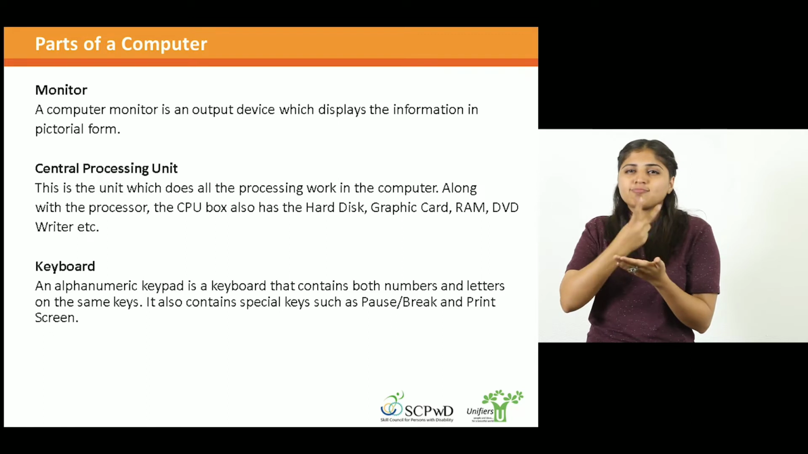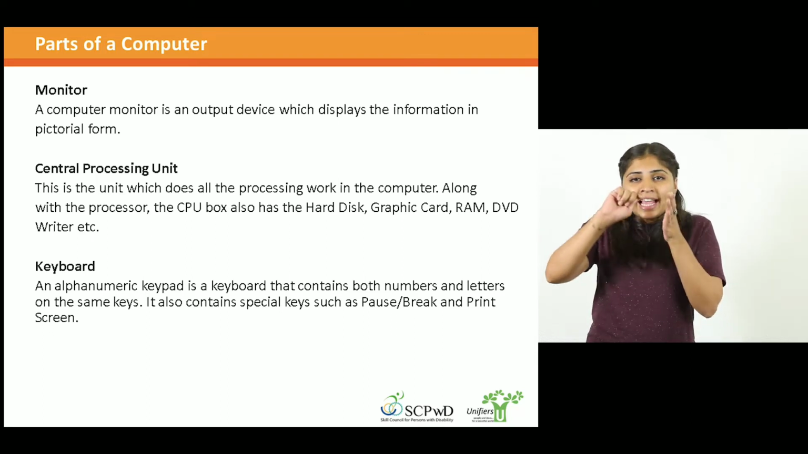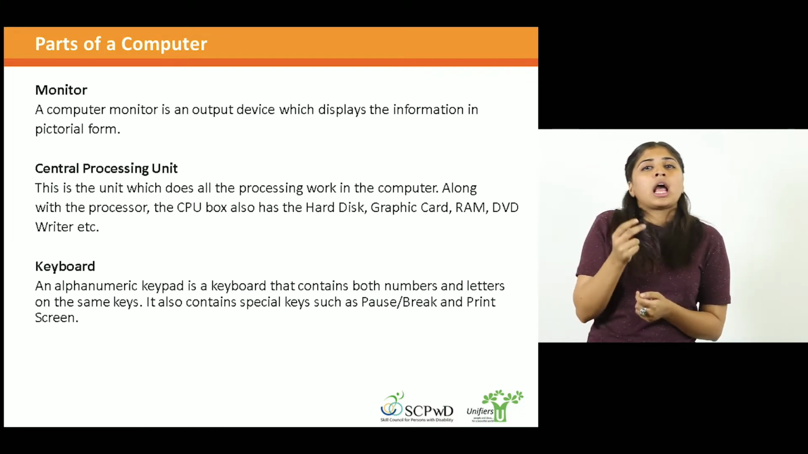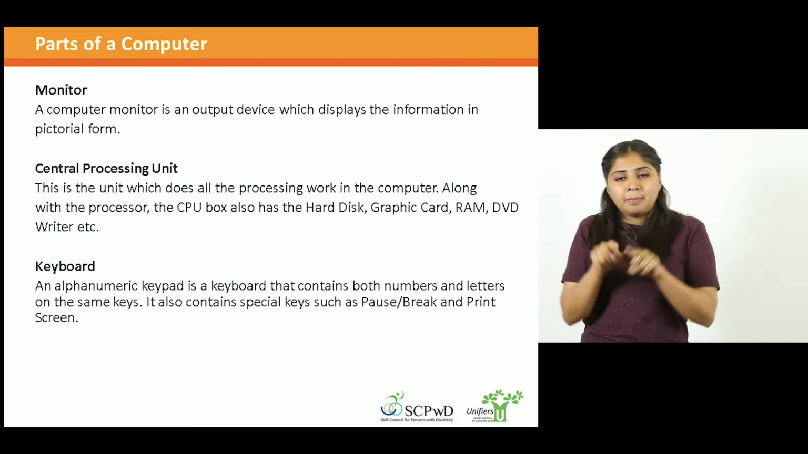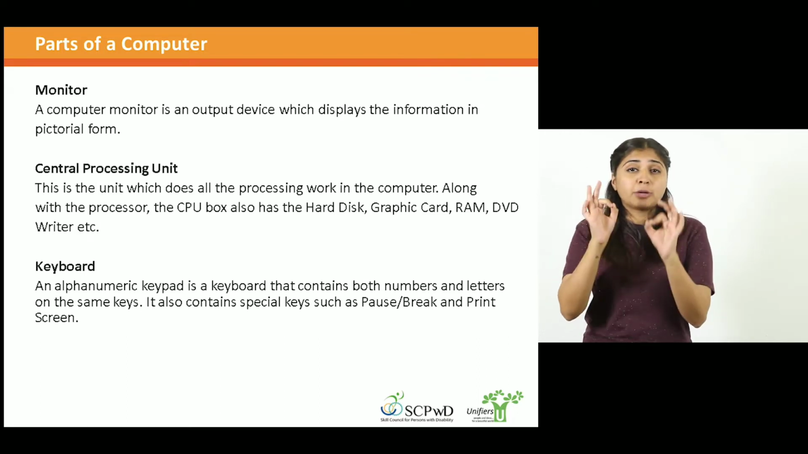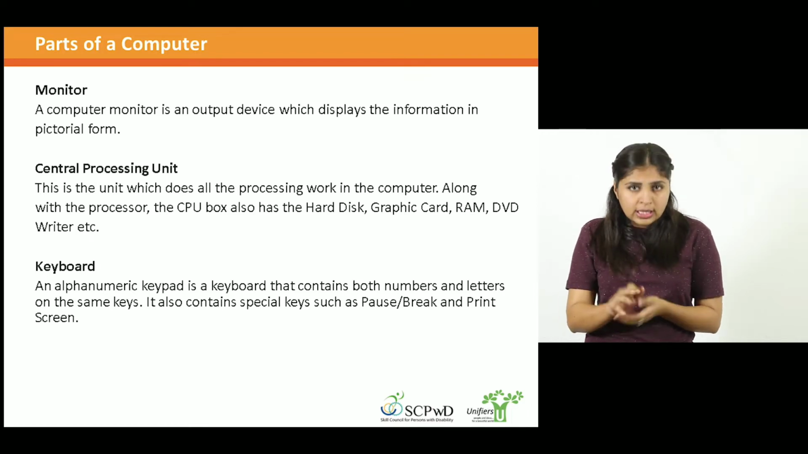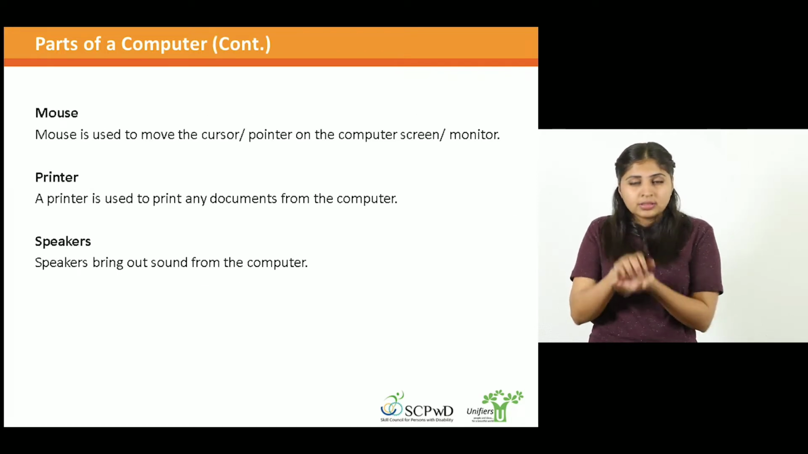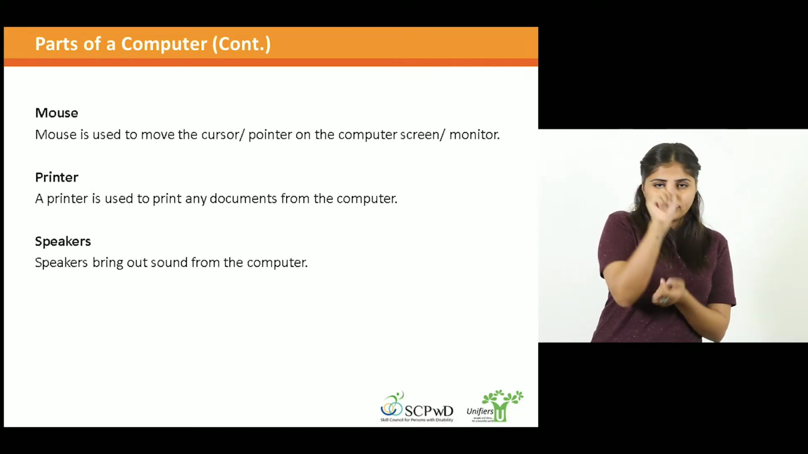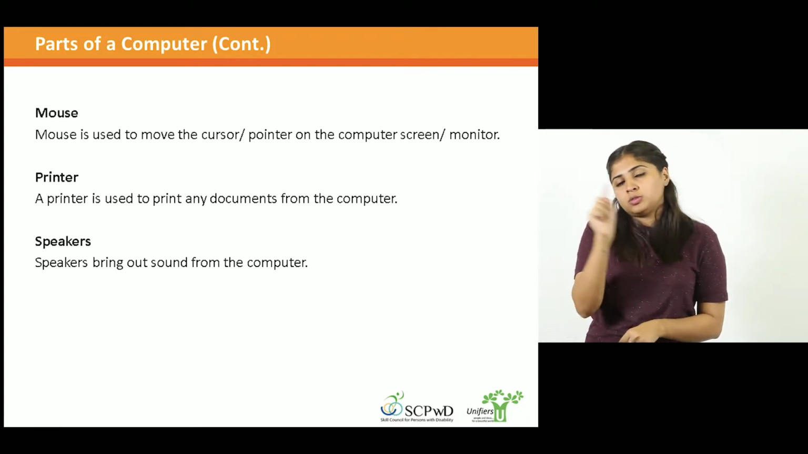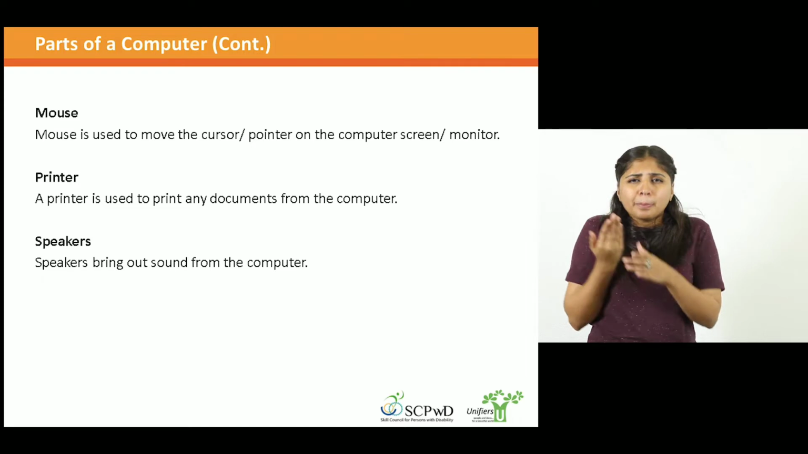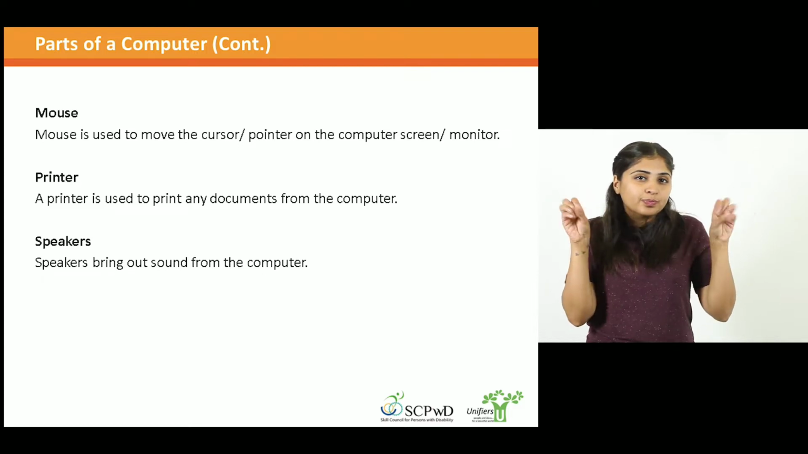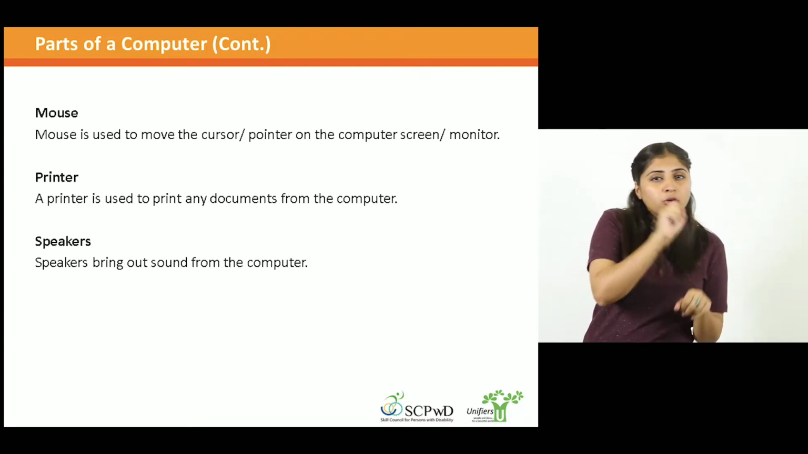Keyboard. An alphanumeric keypad is a keyboard that contains both numbers and letters on the same keys. It also contains special keys such as pause, break, and print screen. Mouse. Mouse is used to move the cursor pointer on the computer screen monitor. Printer. A printer is used to print any documents from the computer. Speakers. Speakers bring out sound from the computer.